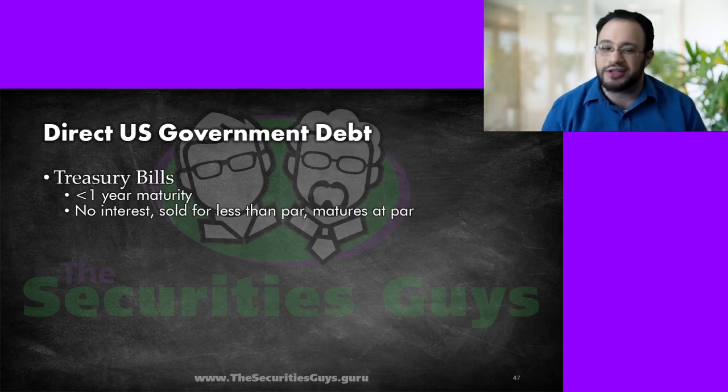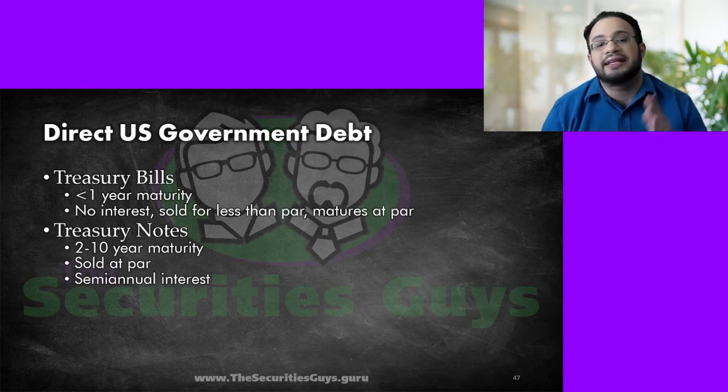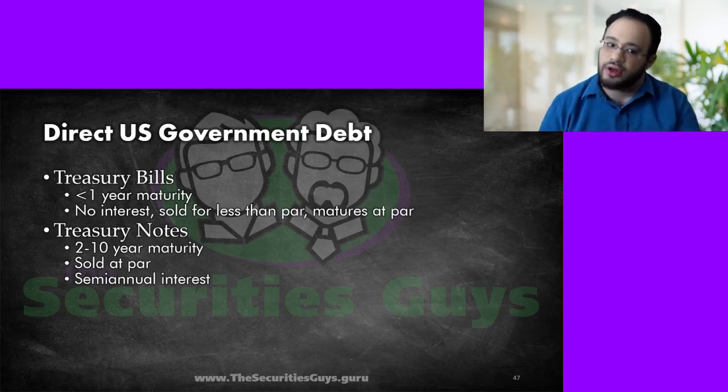There are other treasuries. There are Treasury notes, for example. These are 2 to 10 year maturity and semi-annual interest, and they are sold at par like regular bonds, as we have discussed. Now, technically speaking, any U.S. government debt that is more than 1 year is a Treasury note. It's either a 1 year bill or a 2 year note.